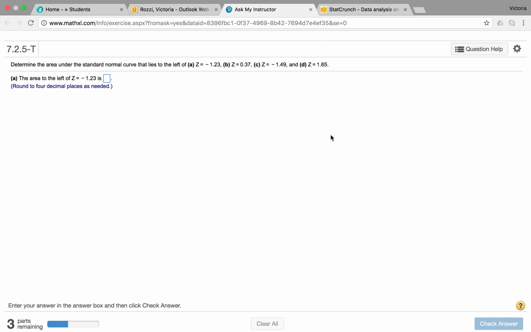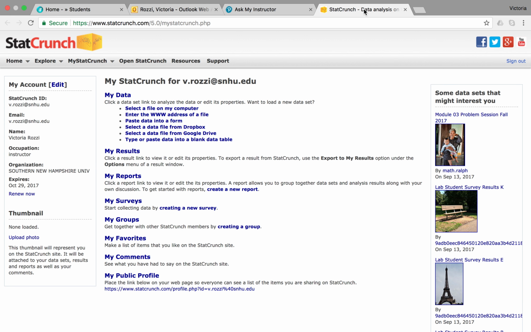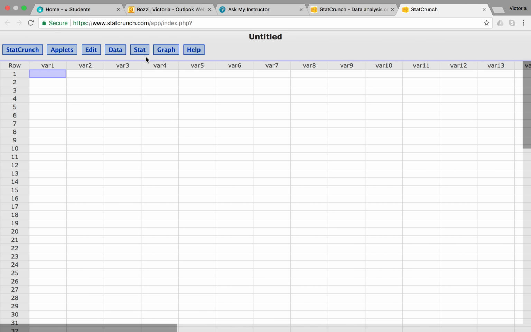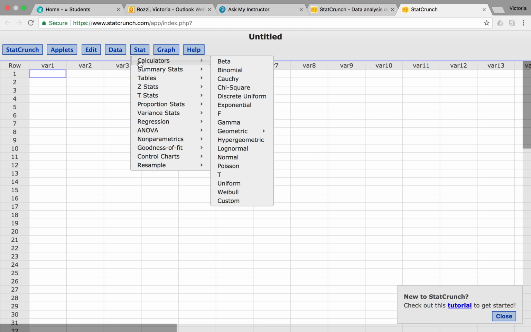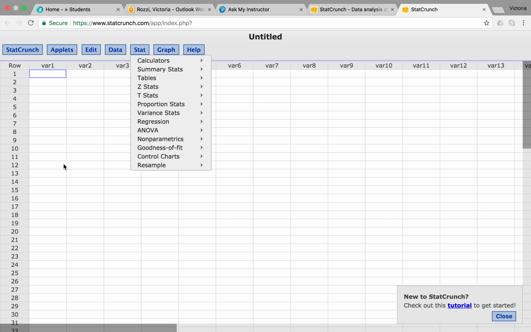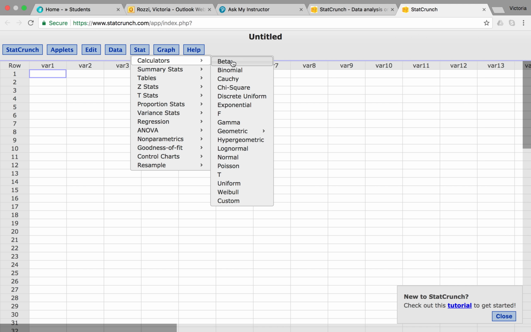And the first thing you're going to have to do is open up StatCrunch. I already opened this from my Blackboard, and you can just click Open StatCrunch up here if it's not bringing you to it from a data set that you've received. Now I'm going to click Stat, and I'm going to go to Calculators. And I am going to pick the calculator for the normal curve. So again, that's going to be Stat, Calculators, Normal.